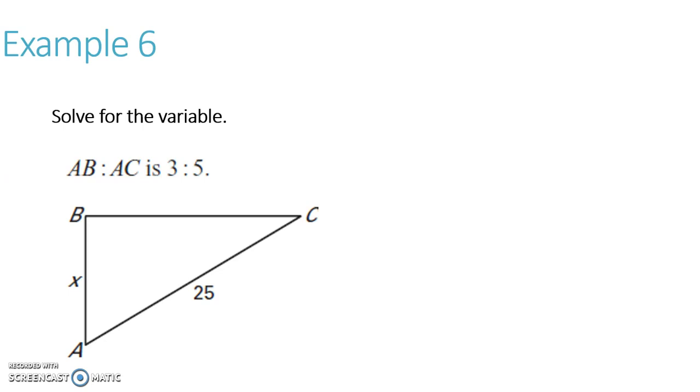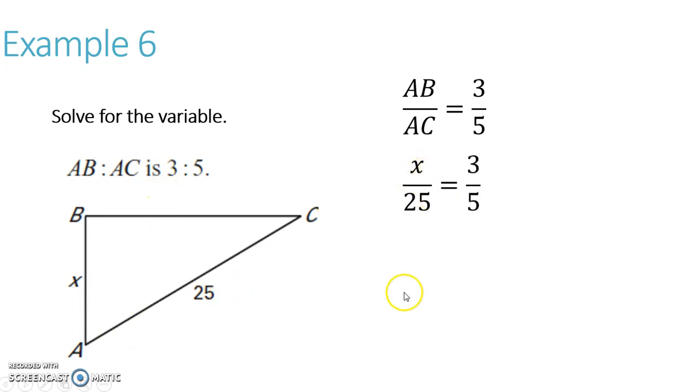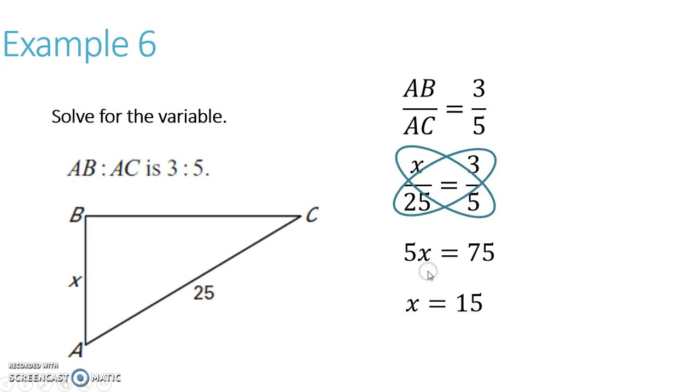Finally, we're going to solve for the variable. So AB is to AC, which is 3 to 5. So we can say AB over AC is equal to 3 over 5. Then we can substitute AB is x and AC is 25. So then we can cross multiply and 5x will equal 75. Then I divide and x equals 15.